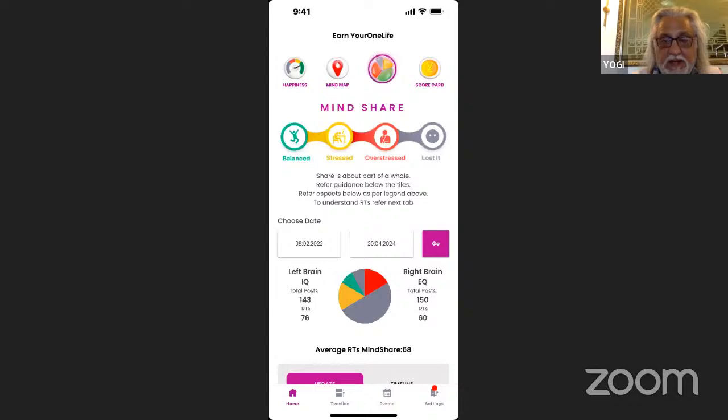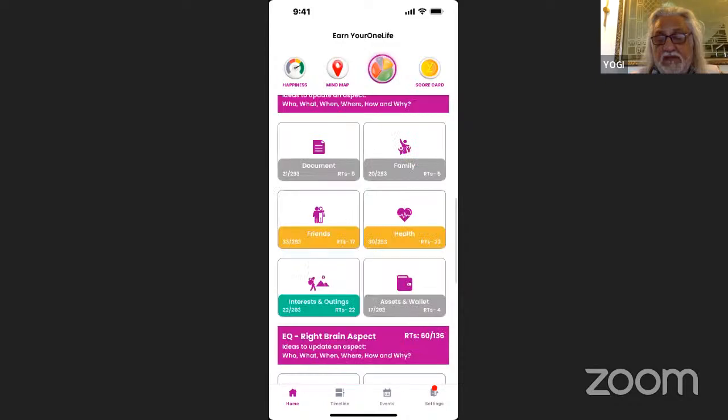But if that aspect exceeds 10% of the overall average, which is 10 posts, then that aspect turns yellow. Over 30%, I'm sorry, over 30%, that aspect turns red. And then if you haven't updated that aspect in a long time, then that aspect turns gray. Now, as you start updating the gray aspects, your reds will turn back into yellows, and your yellows will turn back into greens. This is very clearly explained right at the bottom of the screen also.